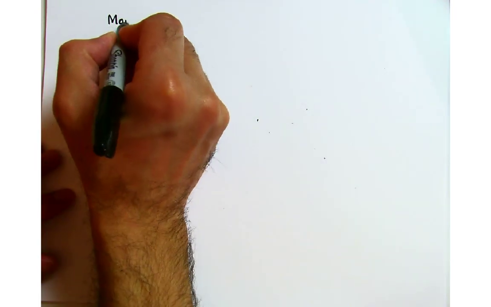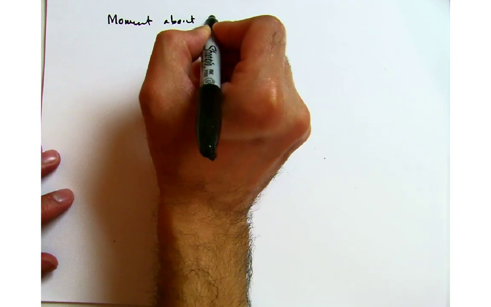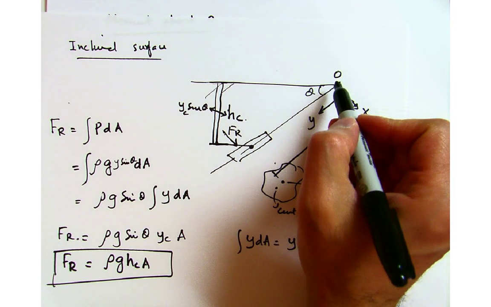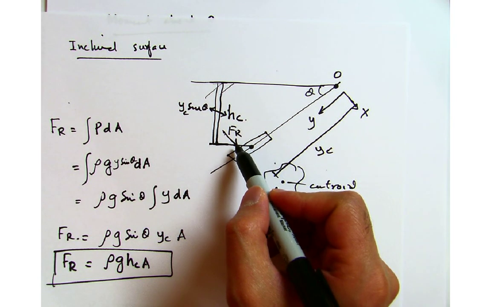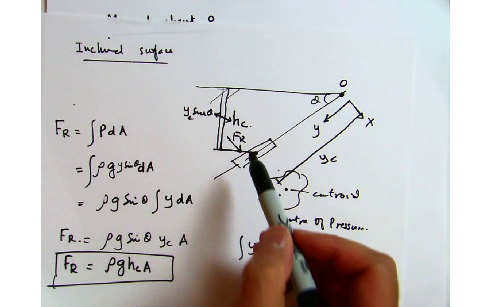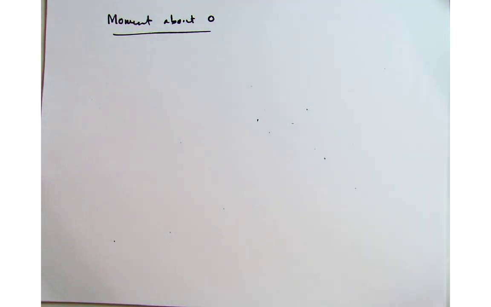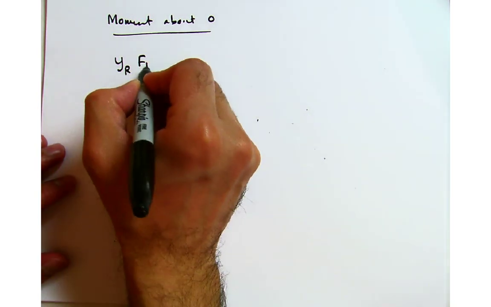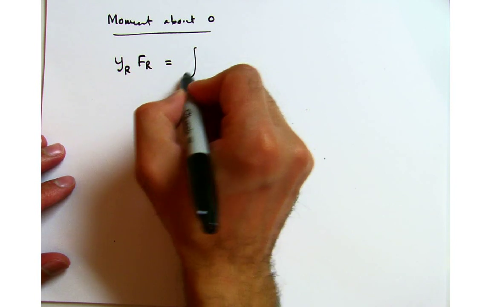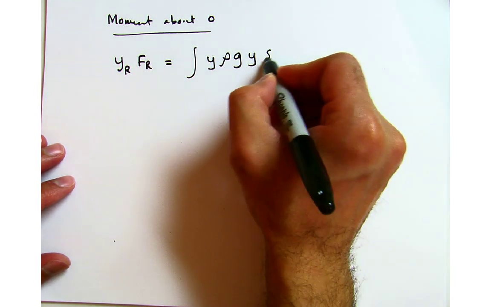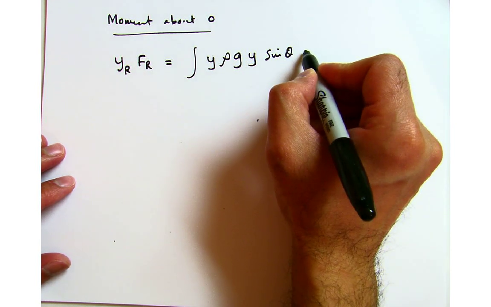So I'm going to take the moment about O, and let me just remind you that this is where the O is, and our F_R is acting this way, and this is the magnitude of that force. So F_R is this, and that's where the O is. Now I'm going to define this as y_R. F_R is equal to y times rho g y sine theta times dA.